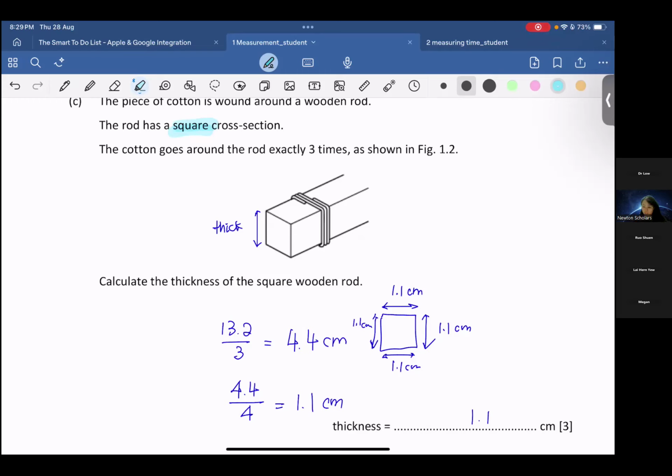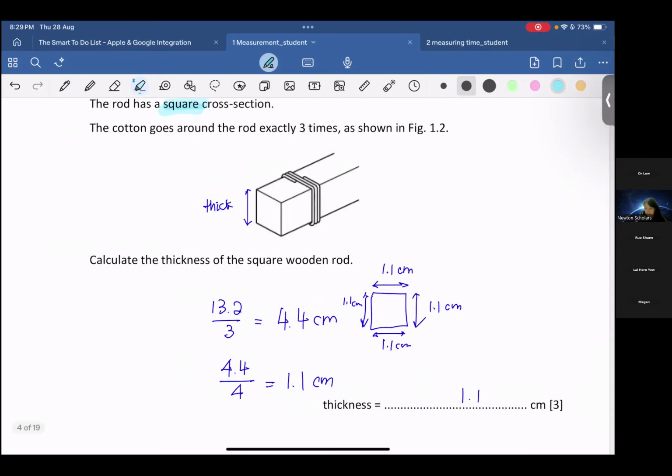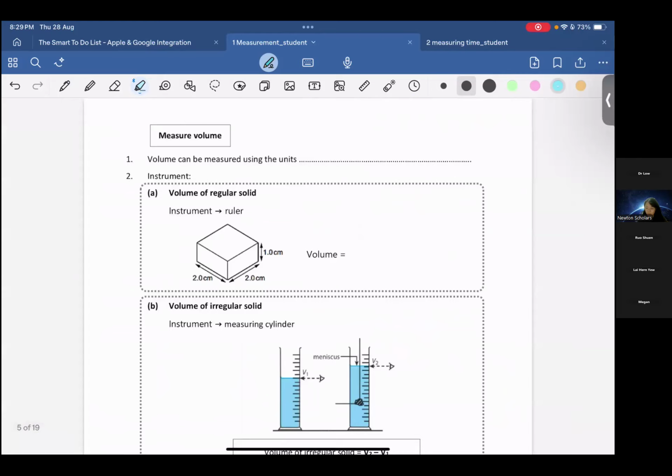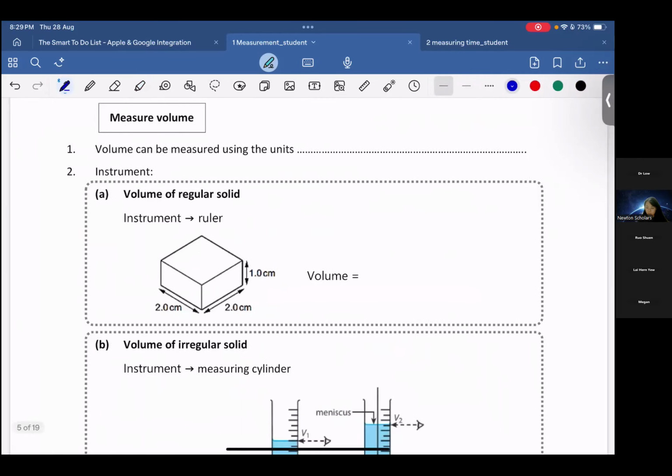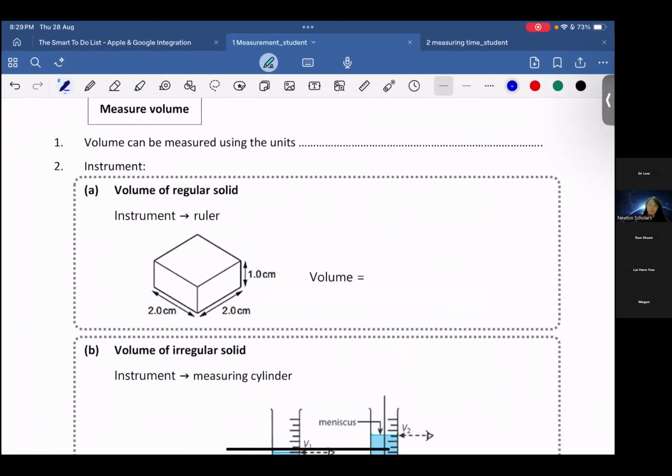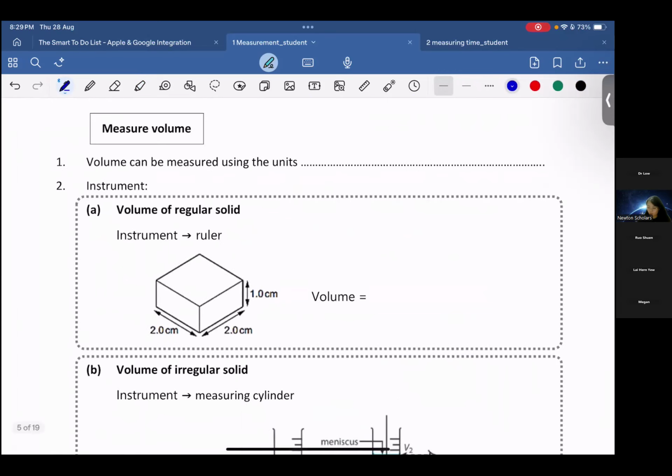Then we go to your next page, page number 5. Length is quite easy. Now we go on to measure the volume. Volume can be measured using units. Normally we will say cm cube, m cube, ml, L. All of these can be the unit of volume.